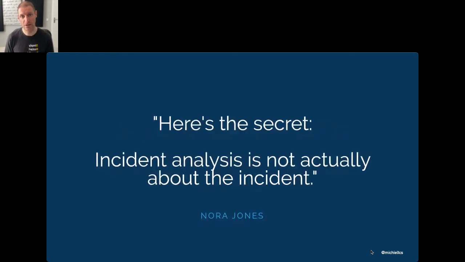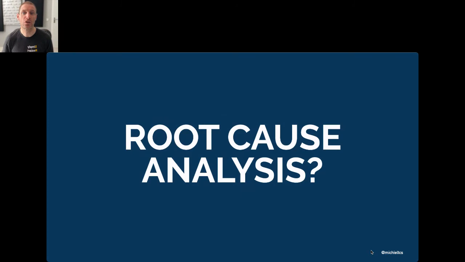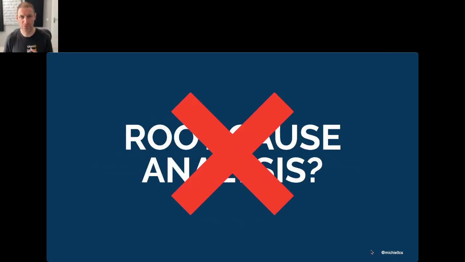And let me let you into a little secret. Incident analysis is actually not about the incident that just occurred. Because there's so much more to learn from an incident than just looking at the incident. So please also stop using the words root cause analysis. Why? Well, there are two things in that phrase that are problematic: root and cause. Root implies that you don't have to look any further because it's the end of your analysis, right? You can't go further than the root.